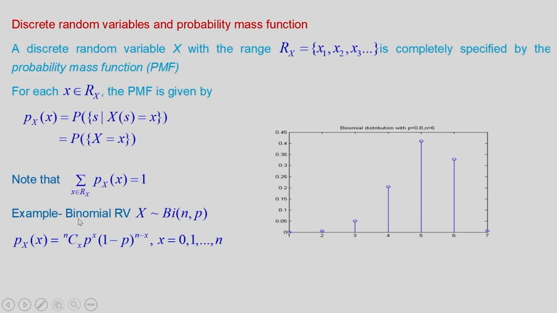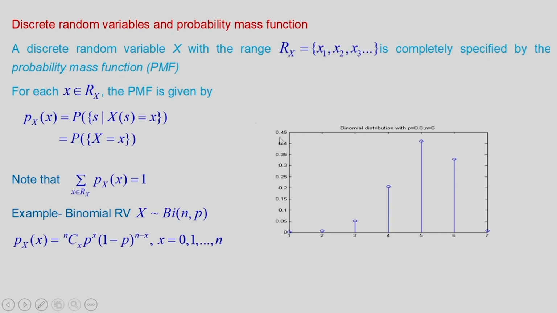We can give an example: binomial random variable. All random variables have a specific symbol. This is Bi(n, p), binomial random variable with parameters n and p. So, the probability mass function is described by small px of x, that is equal to nCx p to the power x into (1 minus p) to the power n minus x for x equal to 0, 1 up to n.